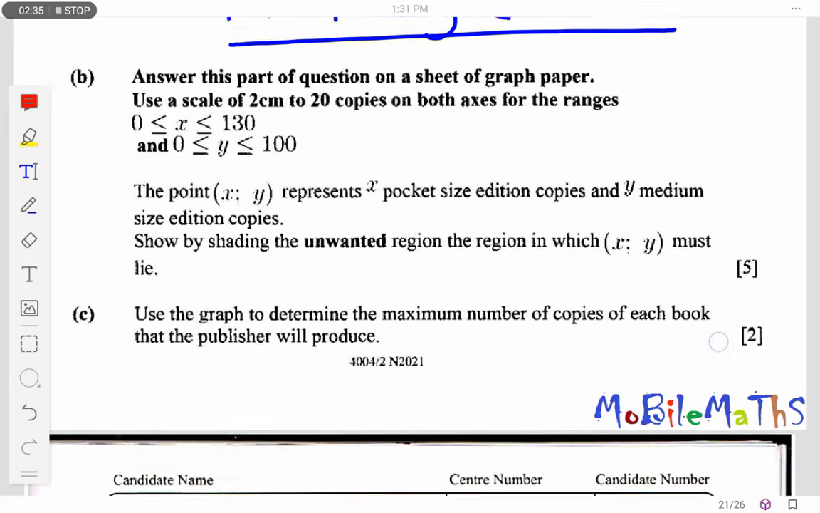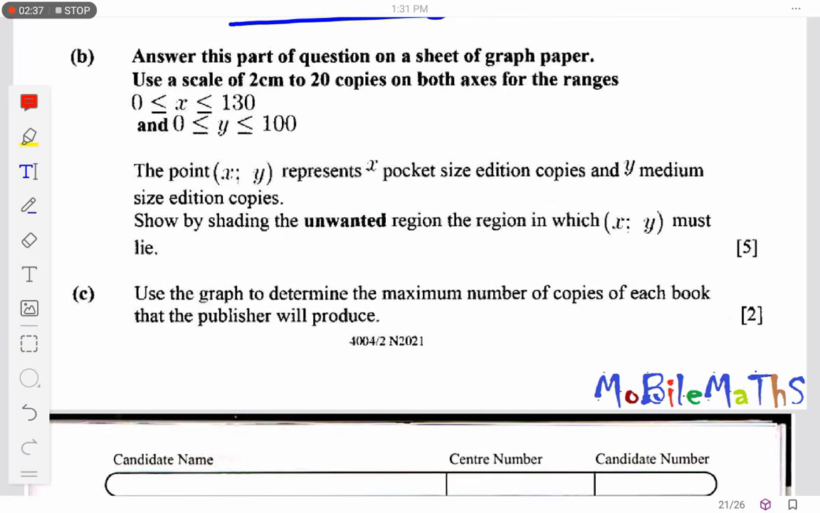Answer this part of the question on a sheet of graph paper. Use the scale. When they say 2 centimeters to 20, it means each box is 20, 40, 60, 80 on both the y and x axes. Then we are given the range that our x is going to start from 0 going to 130. That is very important for the positioning of our graph. Then our y is 0 to 100. That is very, very important.